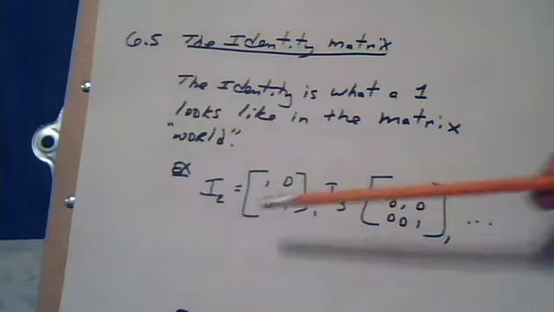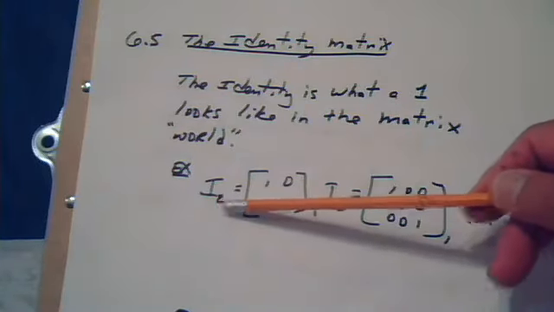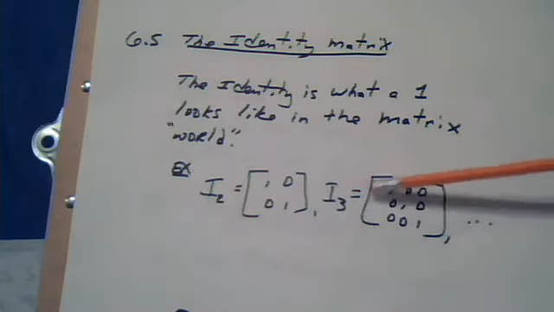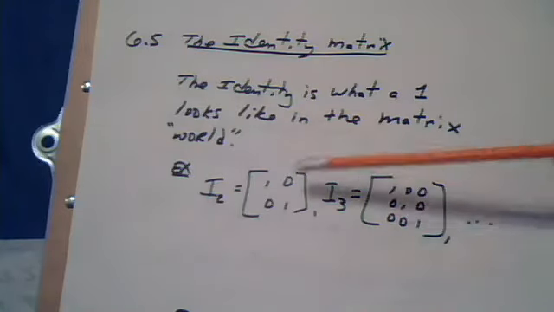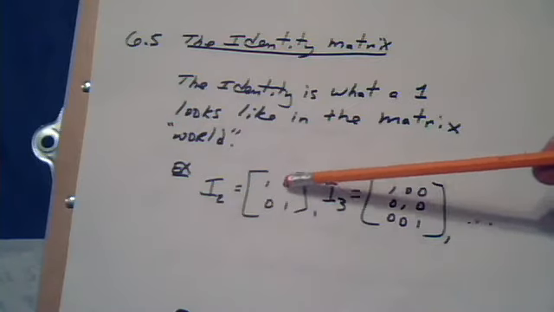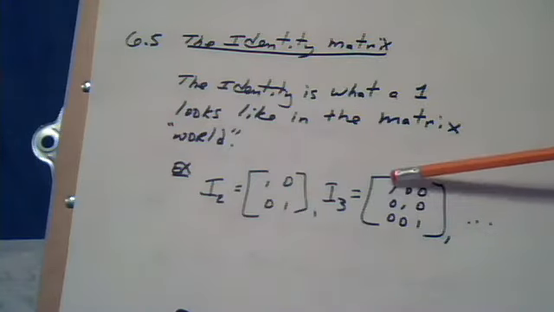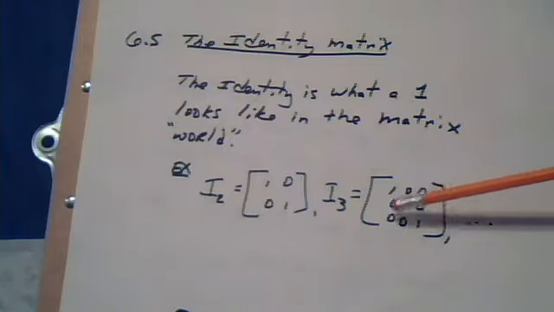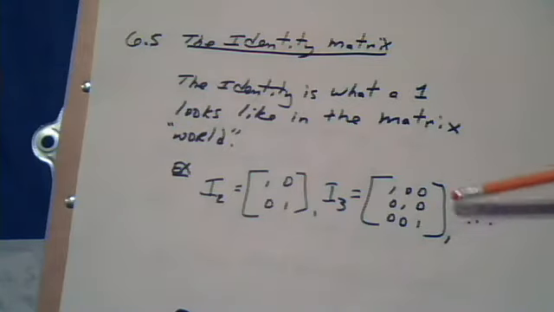But regardless, if you see this little number in here, this is saying this is a 2 by 2. This is a 3 by 3. Notice the main diagonal has 1s and the off diagonal elements have 0s. And you could go on to I sub 4 and so forth.